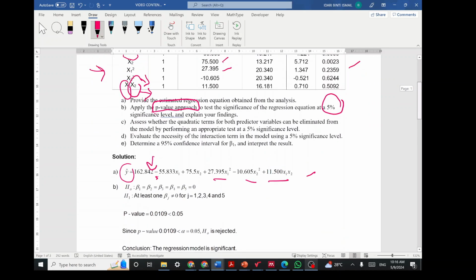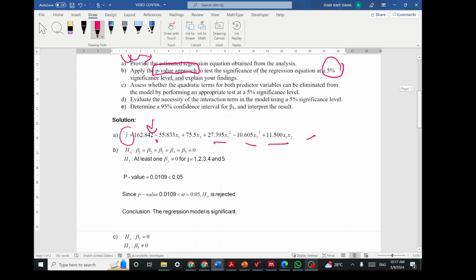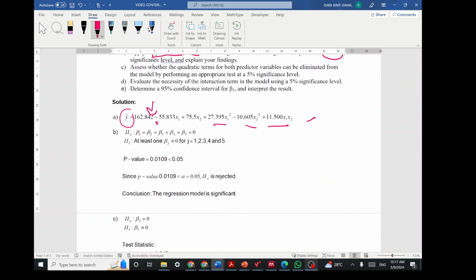p-value here, because this is for the model, right? Yes. So this is the p-value, 0.0109. Alright, since the p-value is less than 0.05, we reject H null. Otherwise, if it is greater than 0.05, we fail to reject.